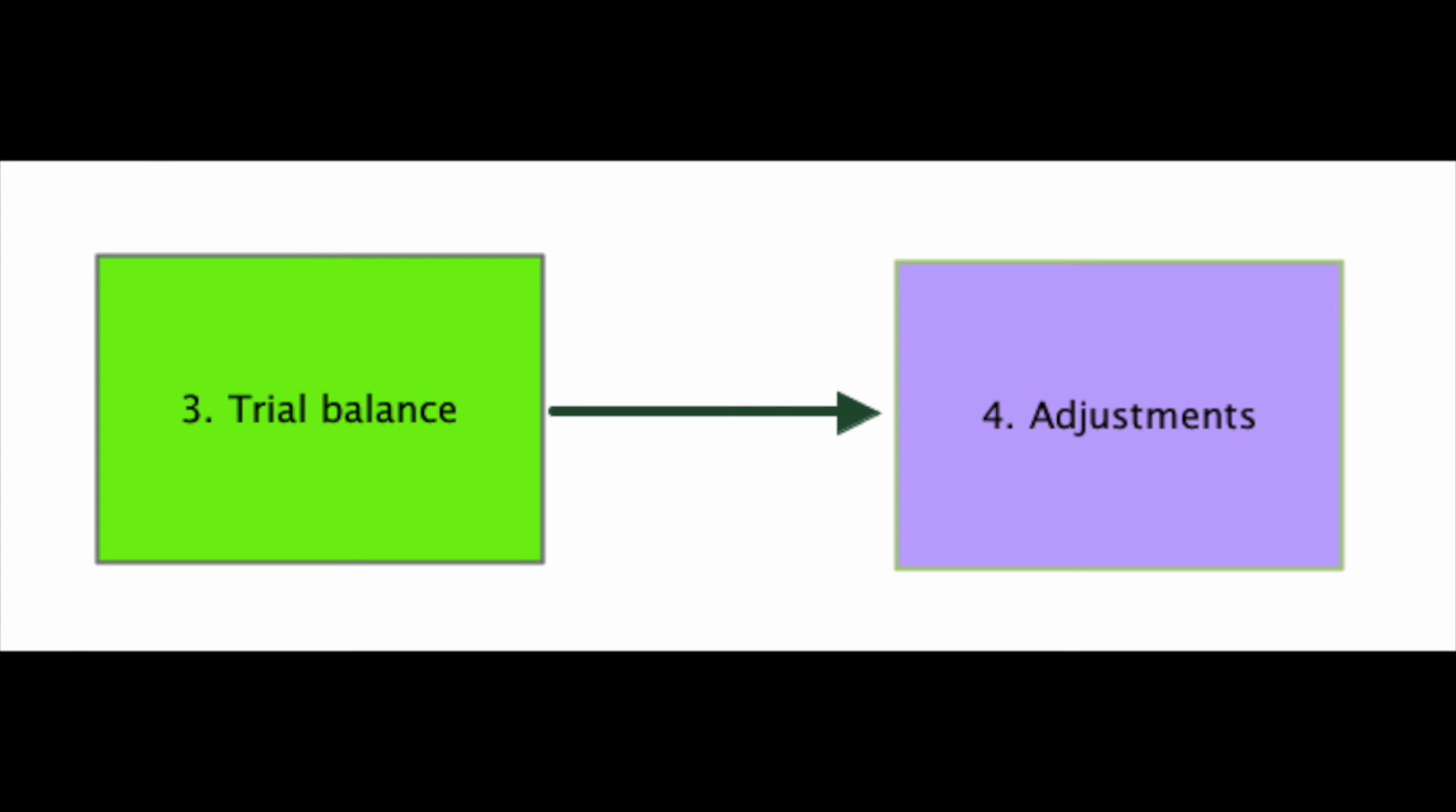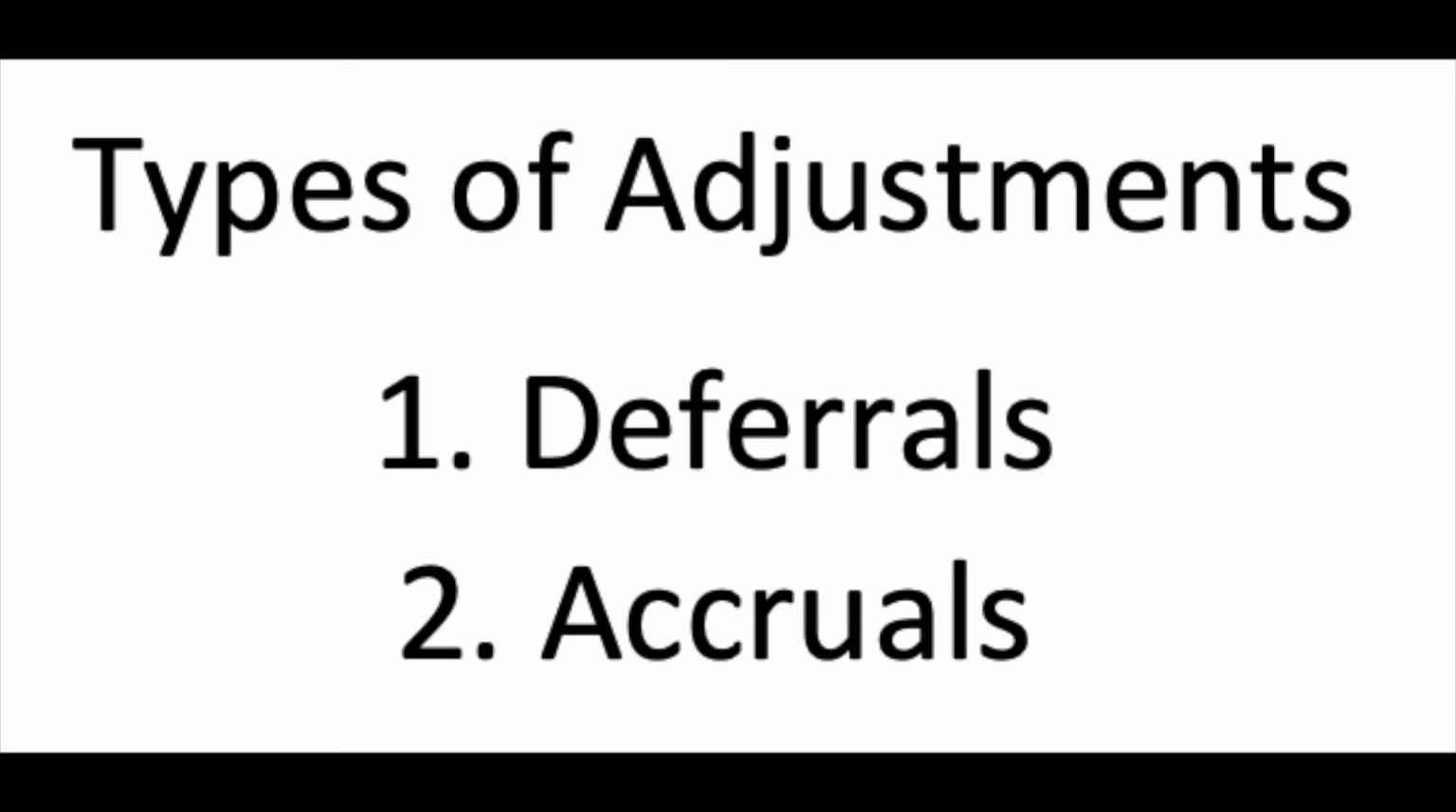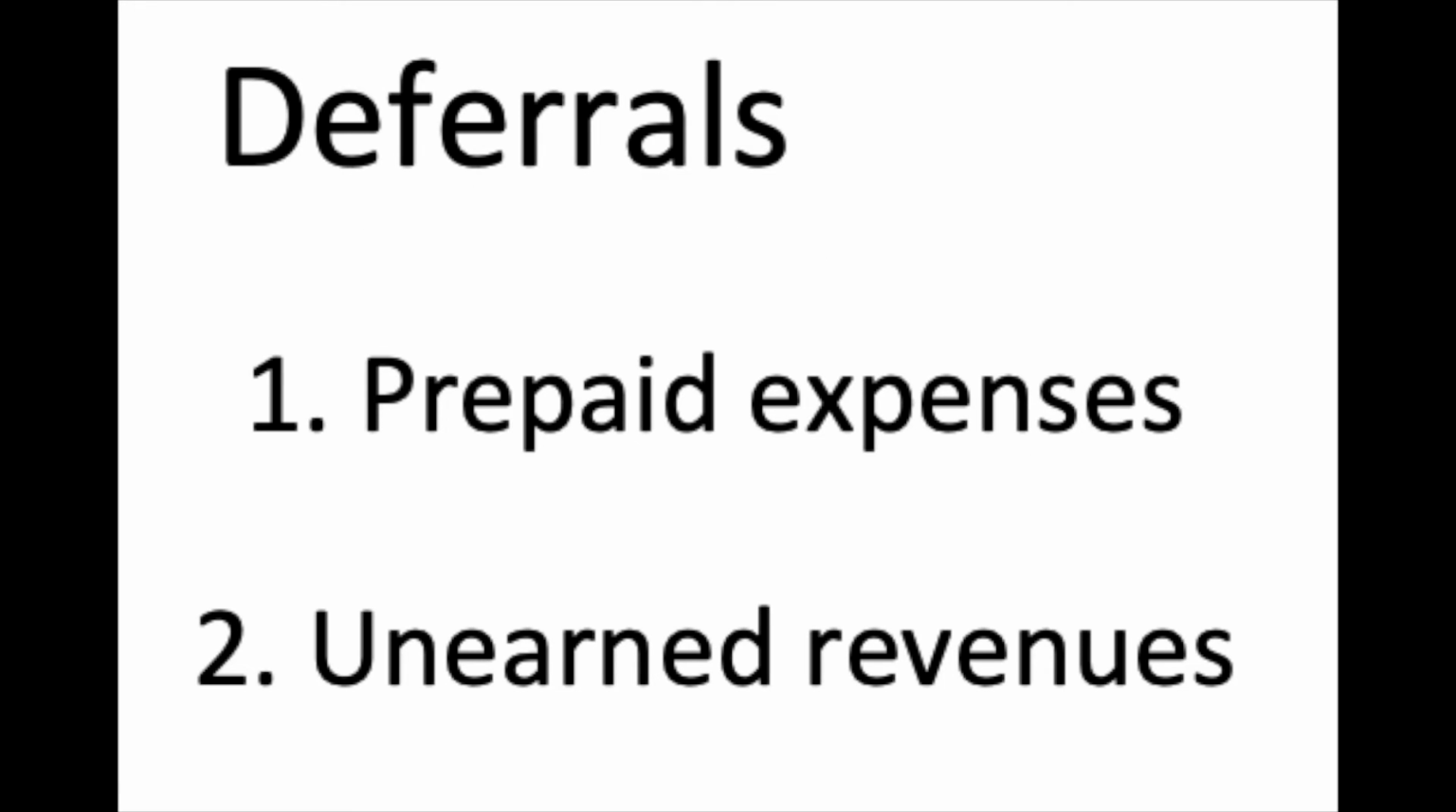Step 4. Adjustments. Types of adjustment. 1. Deferrals. 2. Accruals. The first type of adjustment is deferrals. There are two types of deferrals. 1. Prepaid expenses. 2. Unearned revenues. Deferrals.